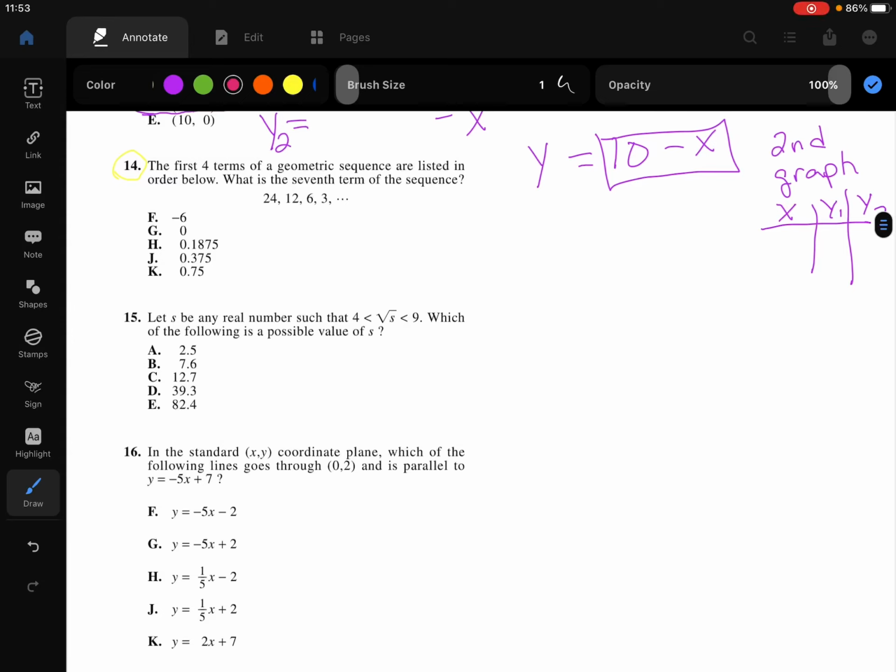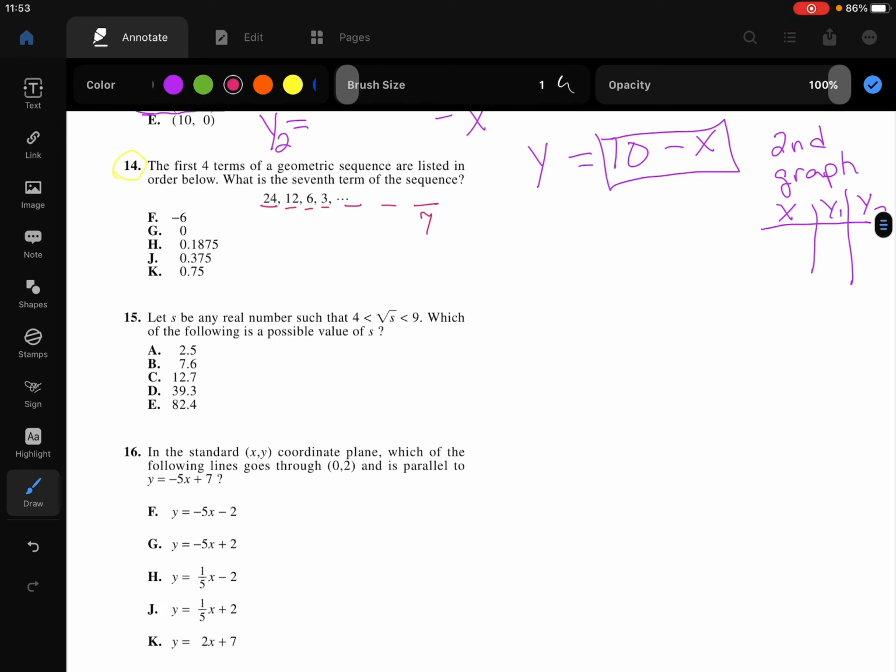Right, number 14, the first 4 terms of a geometric sequence are listed in order below. So here's my first term, second term, third term, fourth term. What is the 7th term of the sequence? All right, so I just got to keep going in the sequence. So I need a 5, 6, and we are looking for that 7th term. What goes in that place?